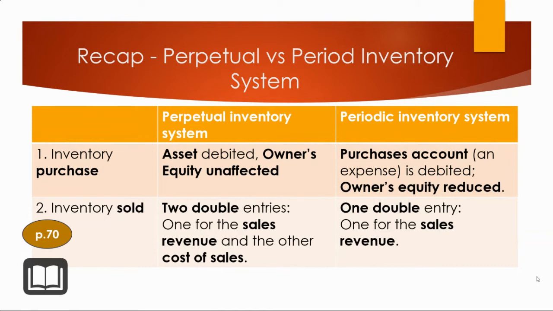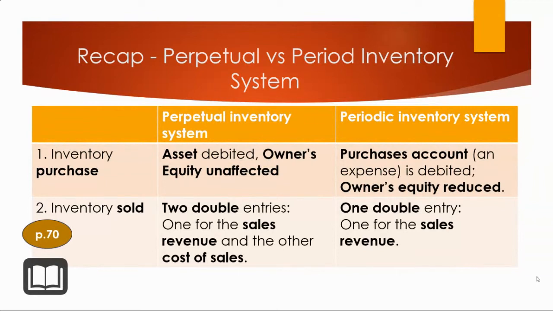Okay, so let's look at when we purchase inventory. When we purchase inventory under the perpetual inventory system, we debit our asset account, which is the inventory account, and we credit either bank or creditors control, depending on whether we acquired it for cash or credit. That is the perpetual inventory system. Under the periodic one, instead of debiting the inventory account, we actually debit the purchases account or the other expense account, whatever the name is. And that affects our owner's equity in our accounting equation.